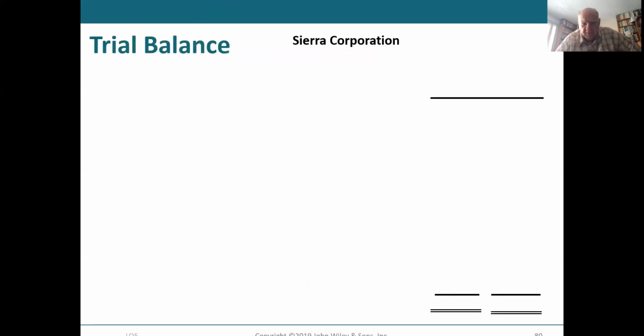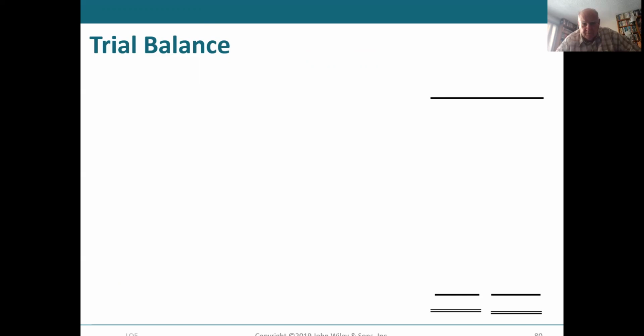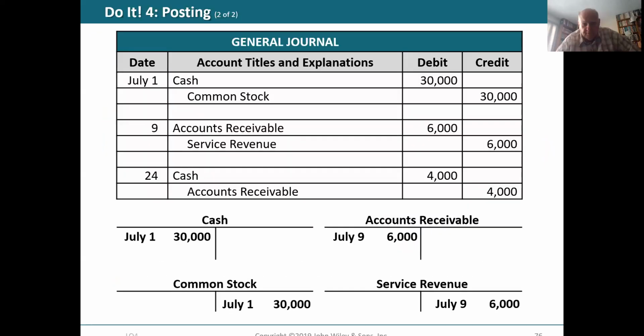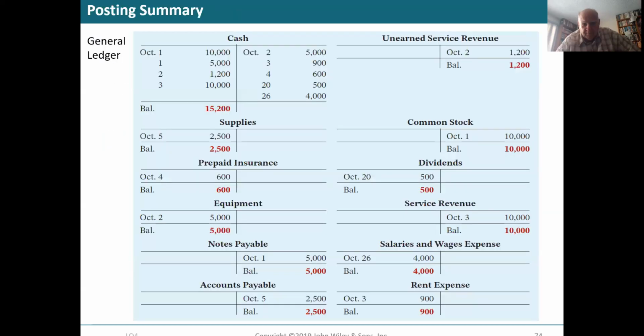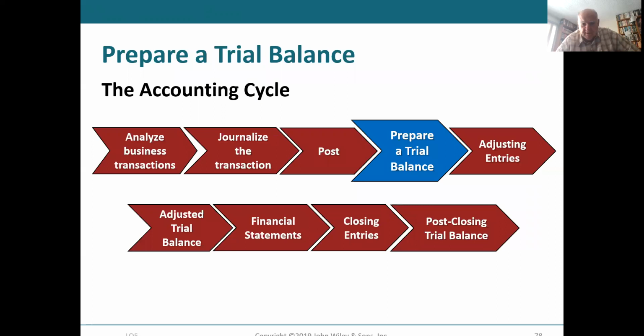So let's take a look at a trial balance. Sierra Corp trial balance as of... here it is. You just list the numbers. And where did we get those numbers? From the journal. Exactly right. We got them from the general ledger. We journalized them to get them into the general ledger. So we're picking up all those balances.